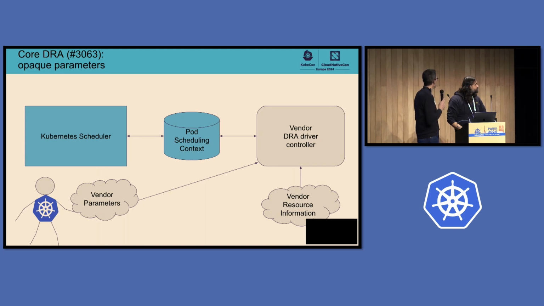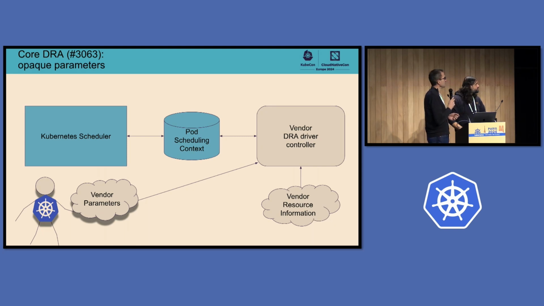If we go to the next slide, the user then creates parameters for their resource claim as a standalone object using a vendor CRD. And that CRD describes what the user wants, basically influencing the scheduling, and it also has configuration or setup parameters that need to be passed down to the actual driver on a node to set up the hardware.